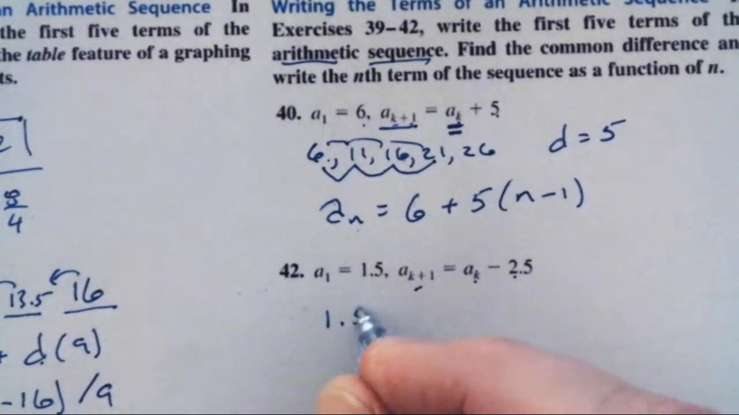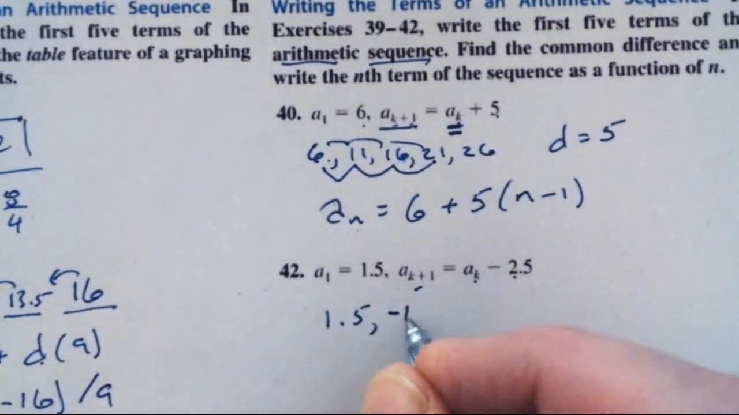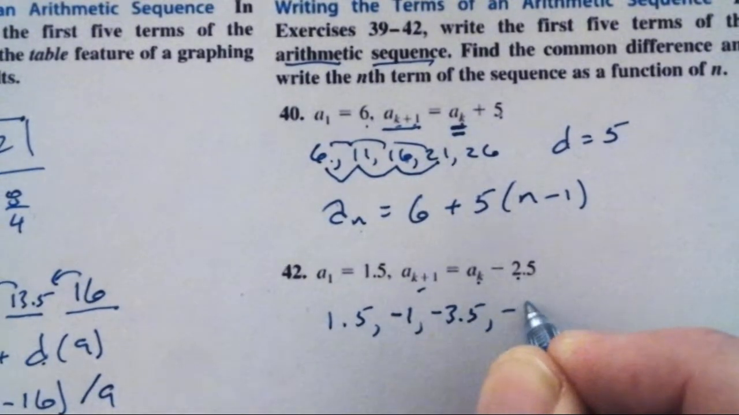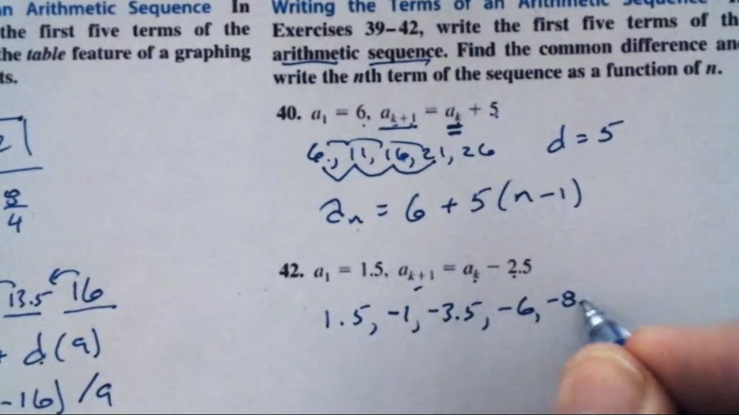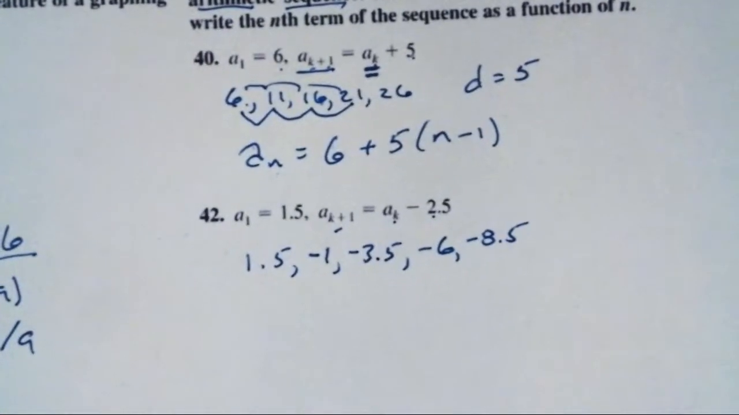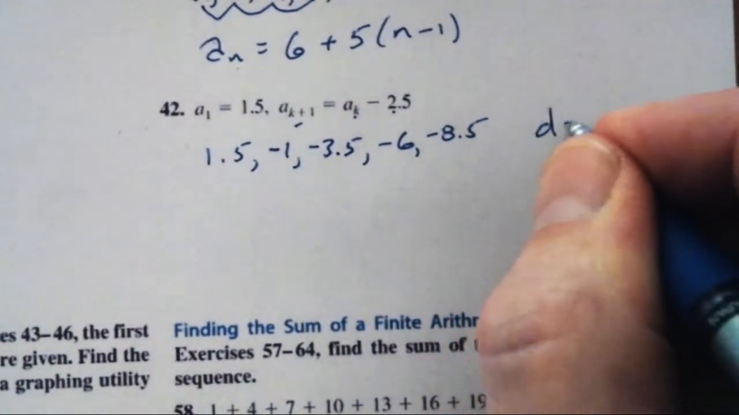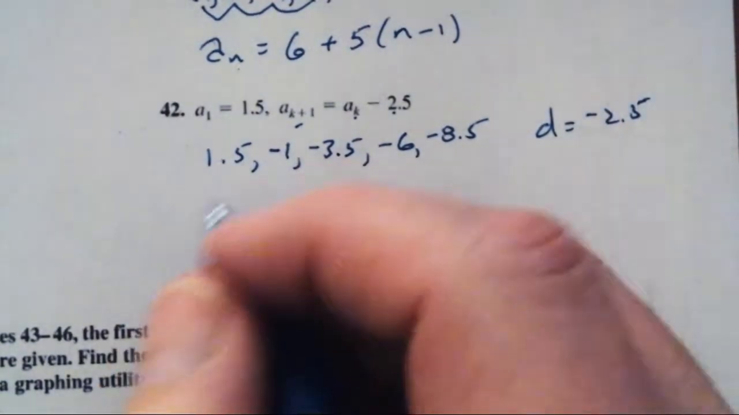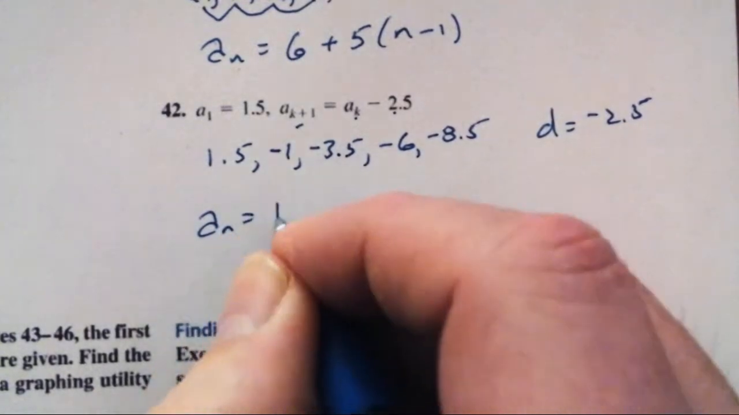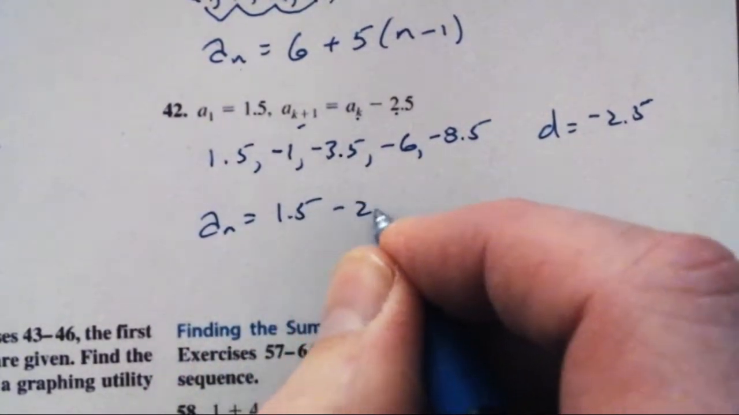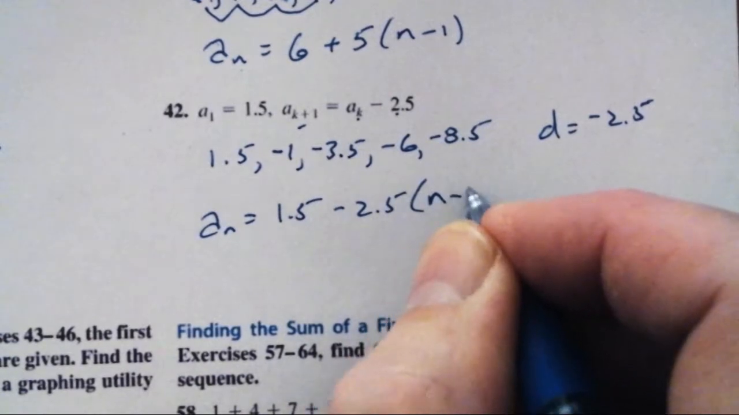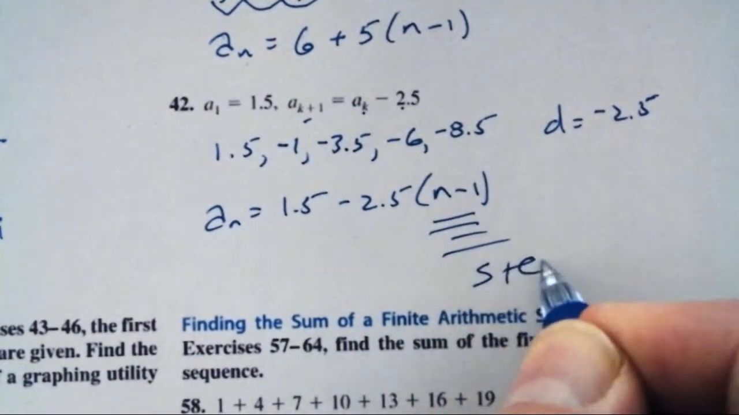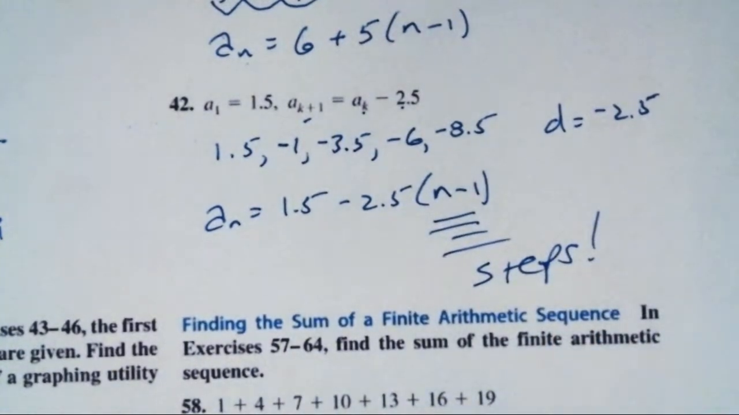Okay, this says if I know a term, to get to the next term, just subtract 2.5. So minus 2.5, negative 1, minus 2.5 gets me to negative 6, minus 2.5, negative 8.5. The common difference is, of course, negative 2.5. We're going down. To find the nth term, we start at 1.5. We start subtracting 2.5s. How many times? N minus 1. The number of steps to the nth term.